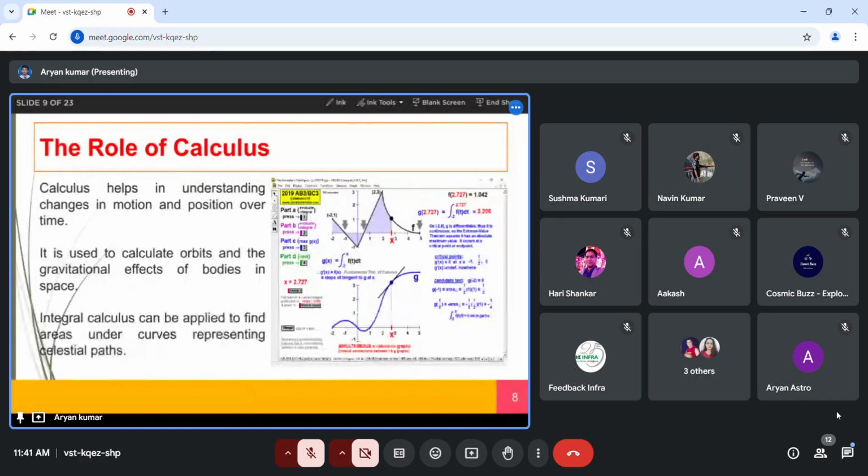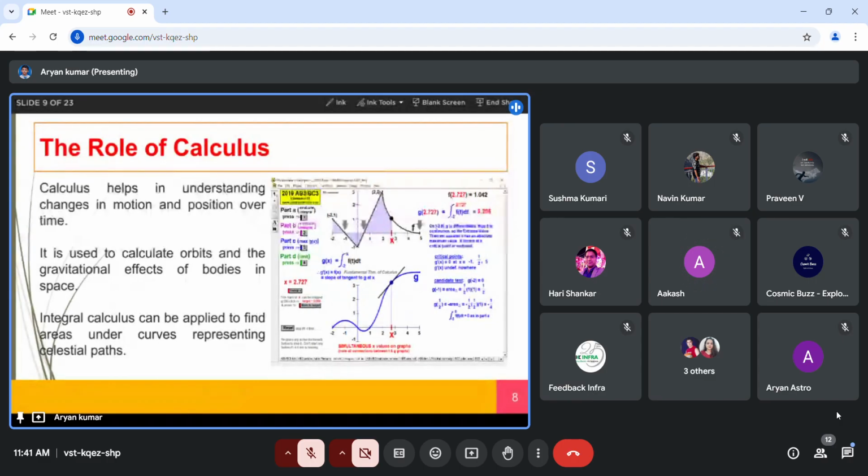So calculus plays a crucial role in astronomy, enabling astronomers to model complex celestial phenomena, analyze data, and make precise predictions. So many things are working together to predict many things that are going to happen, etc.